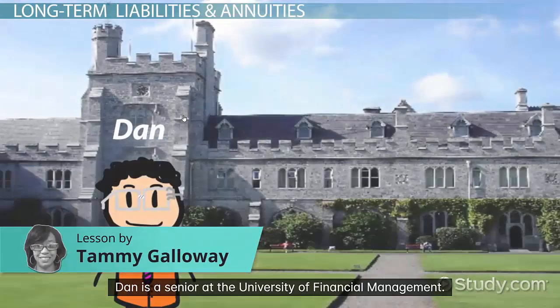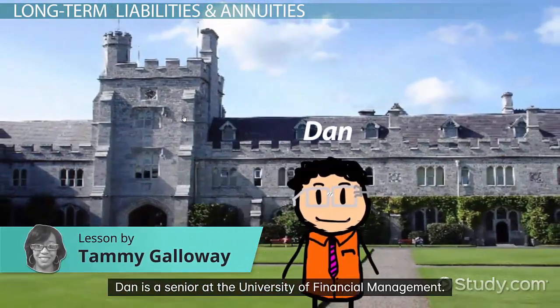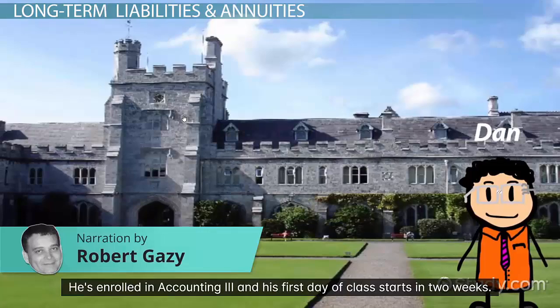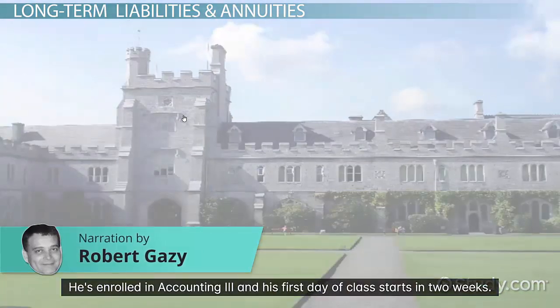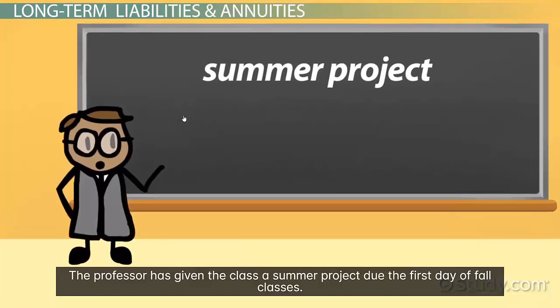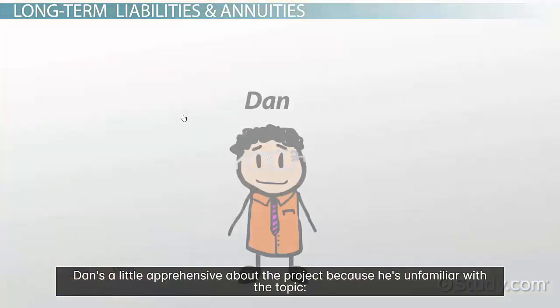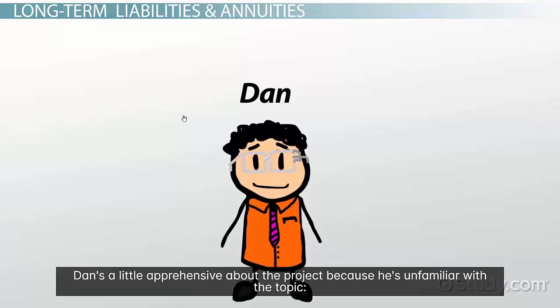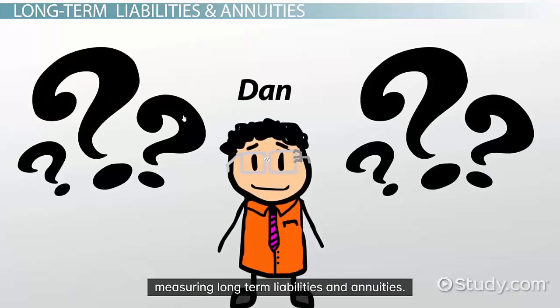Dan is a senior at the University of Financial Management. He's enrolled in Accounting 3 and his first day of class starts in 2 weeks. The professor has given the class a summer project due the first day of fall classes. Dan's a little apprehensive about the project because he's unfamiliar with the topic, measuring long-term liabilities and annuities.